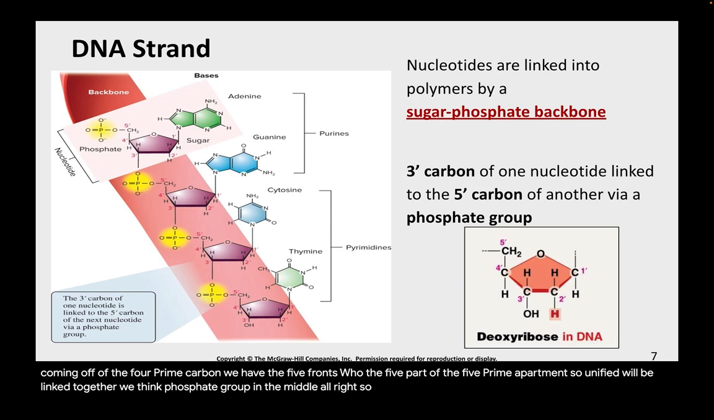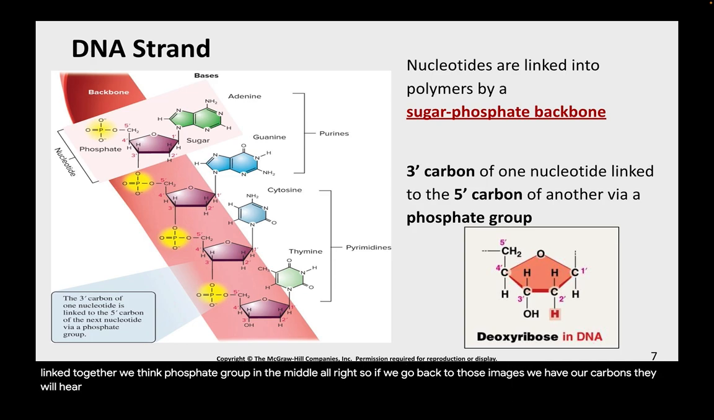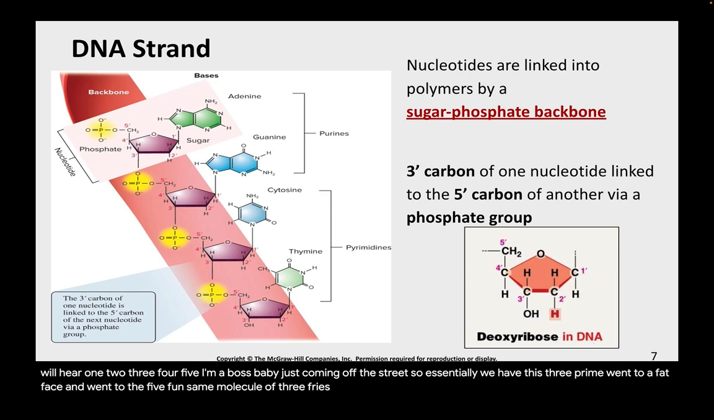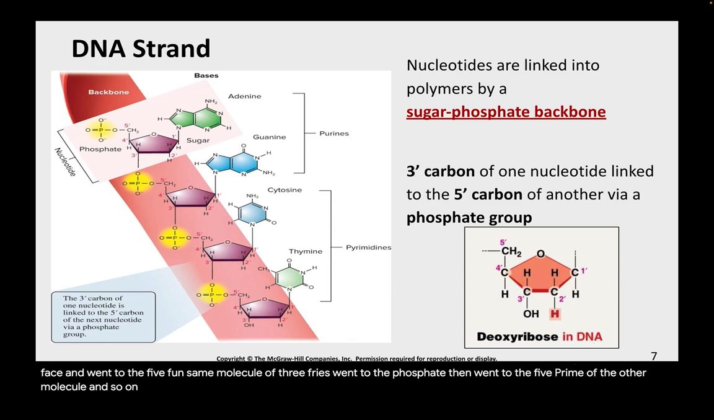All right, so if we go back to this image here, we have our carbons labeled here, 1, 2, 3, 4, 5. You see we have a phosphate group coming off the 5, right, and a phosphate group coming off the 3. So essentially we have this 3' linked to a phosphate, linked to the 5', same molecule, the 3' linked to the phosphate, then linked to the 5' of the other molecule, and so on.